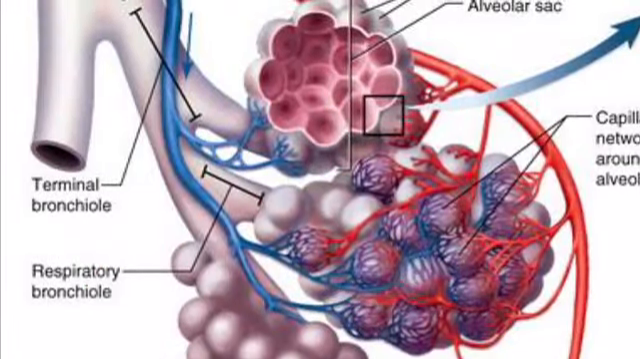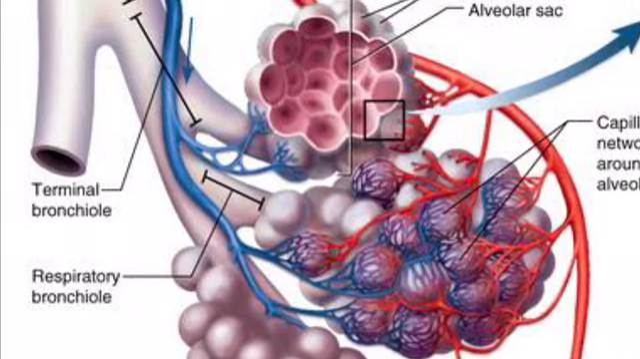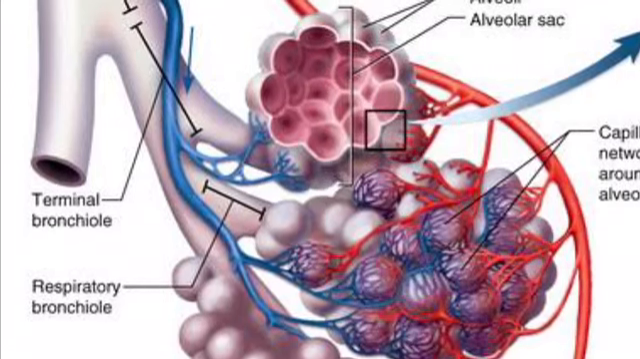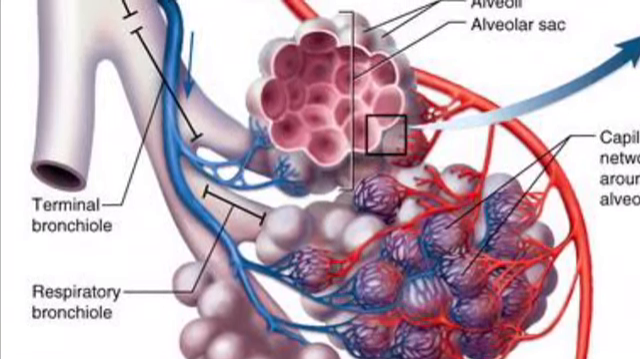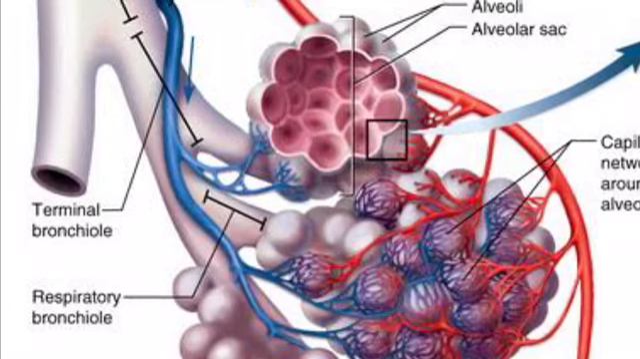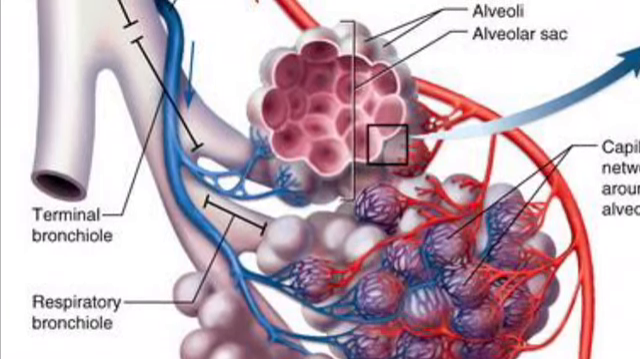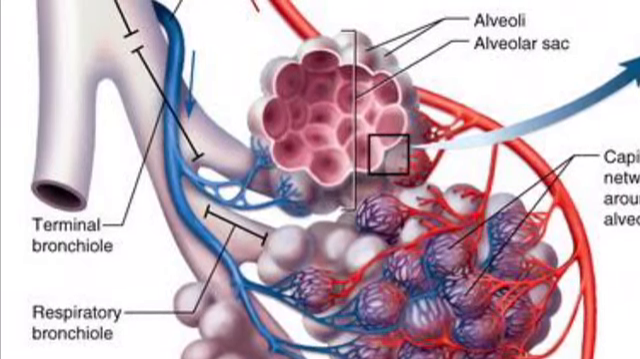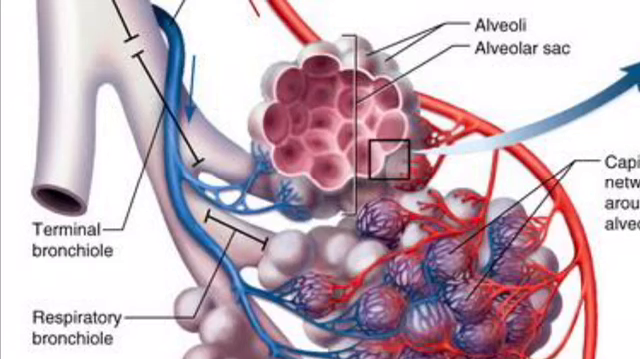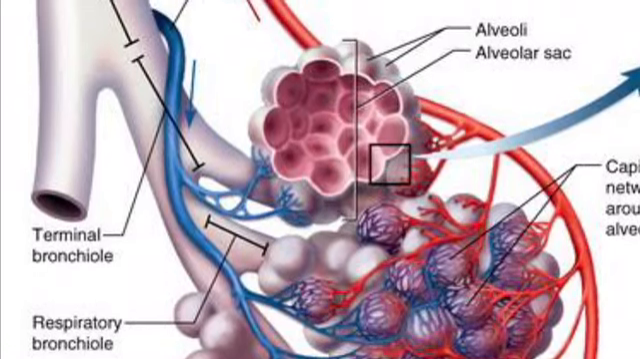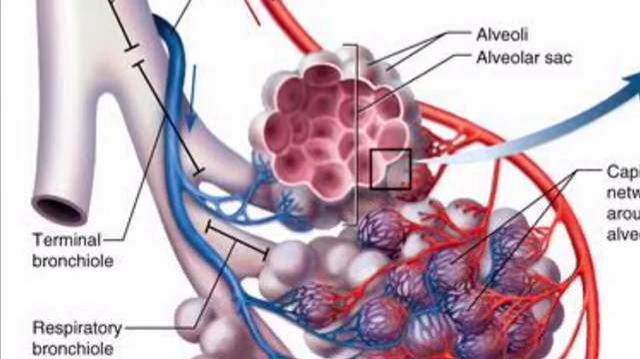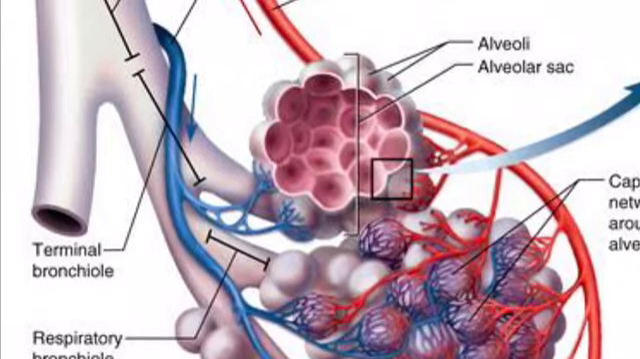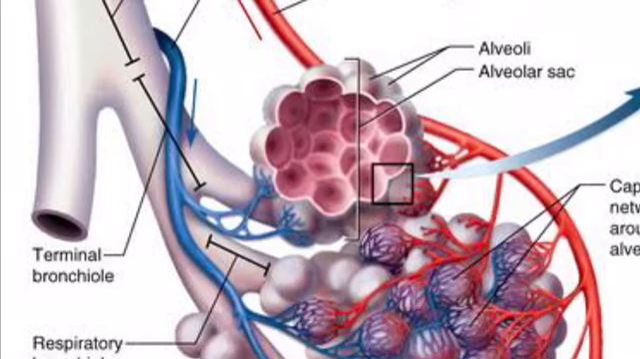In contrast to the conducting zone, the respiratory zone includes structures that are directly involved in gas exchange. The respiratory zone begins where the terminal bronchiole meets a respiratory bronchiole, which then leads to an alveolar duct that opens into a cluster of alveoli. An alveolar duct is a tube composed of smooth muscle and connective tissue. An alveolus is one of the many small grape-like sacs that are attached to the alveolar duct.